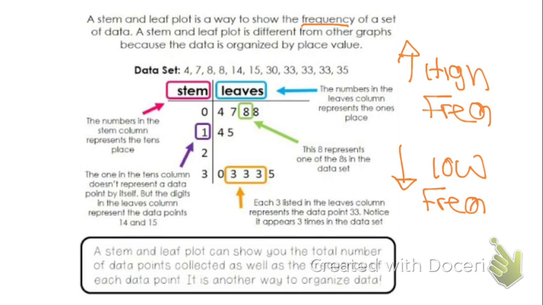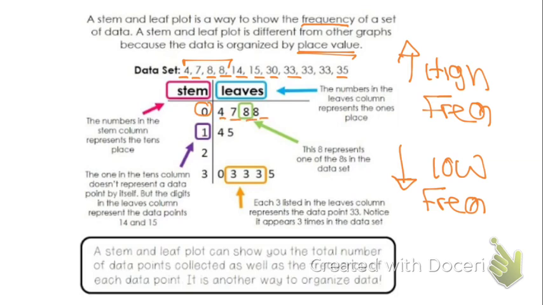Now, a stem and leaf plot is different from other graphs because the data is organized by place value. So here we have a data set: 4, 7, 8, 8, 14, 15, 30, 33, 35. And we're going to place them into a stem and leaf plot by place value. When we look at these digits, well, these digits don't have a tens place, so we use a 0 as our stem, and then they become the leaves.